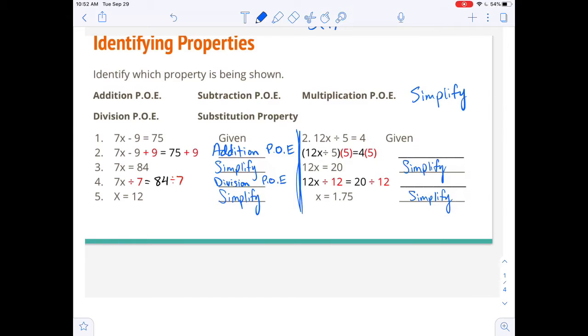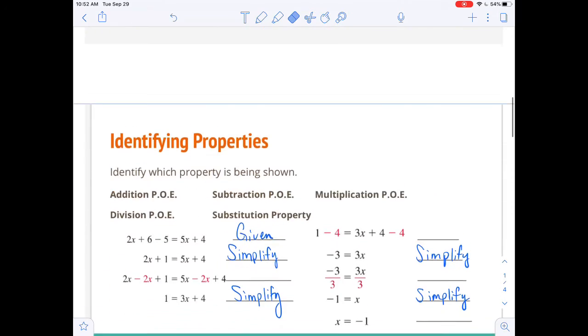So you should have unpaused. Your work should be done now. You start with a given statement always, and then what did I do to each side? Well, I multiplied by 5, so that must be my multiplication property of equality. And here, from line 3 to line 4, what changed was I divided by 12 on both sides. So that would be my division property of equality. You're just identifying what is changing here. What step am I taking?